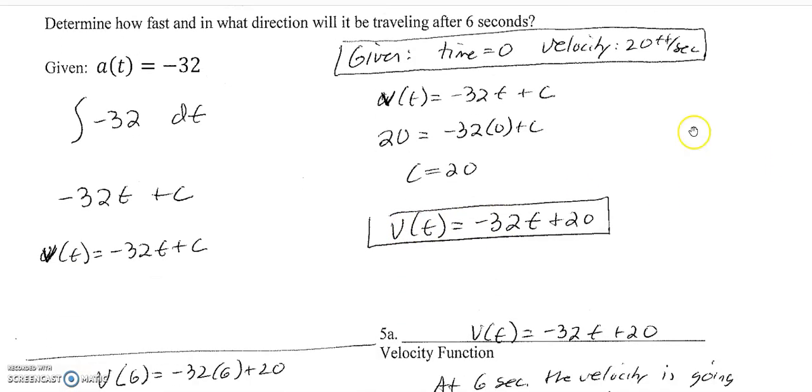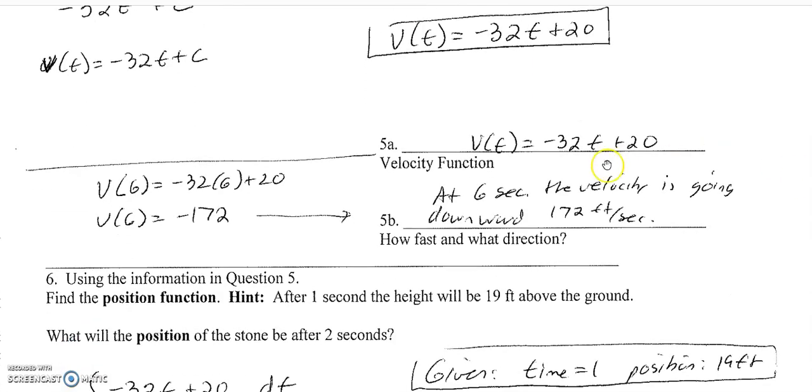Then I can figure out what happens at 6 seconds. So when you plug 6 seconds into the velocity, v of 6 equals negative 32 times 6 plus 20. v of 6 equals negative 172. So at 6 seconds, the velocity is going downward, negative 172 feet per second velocity.